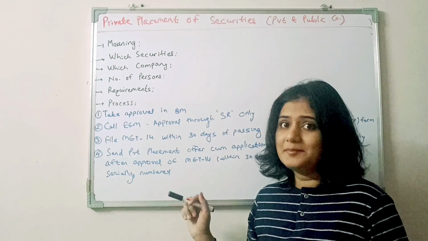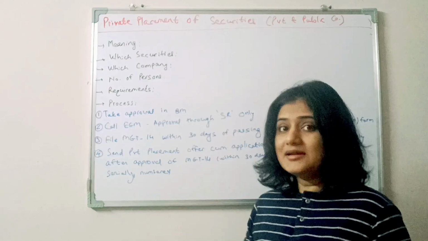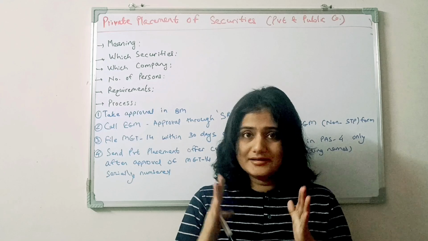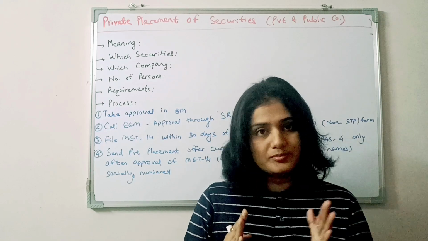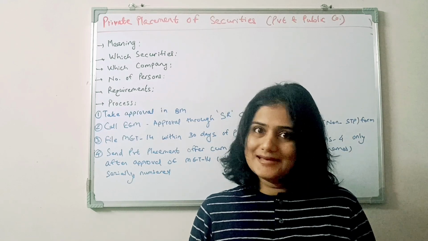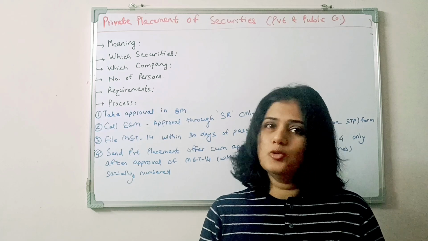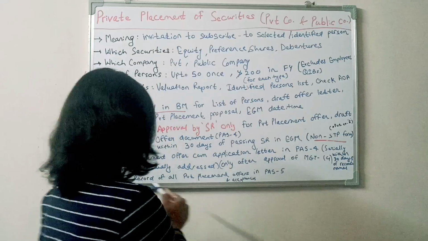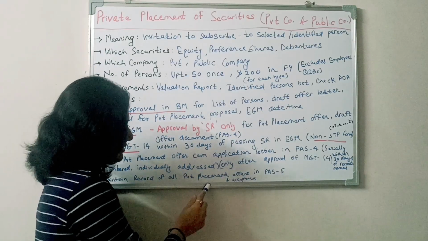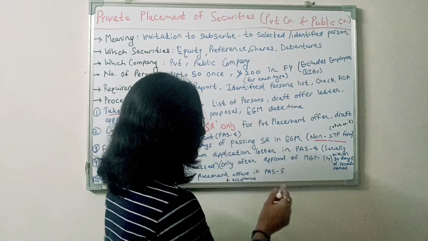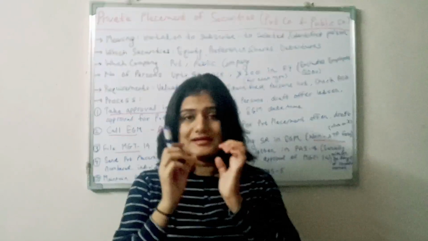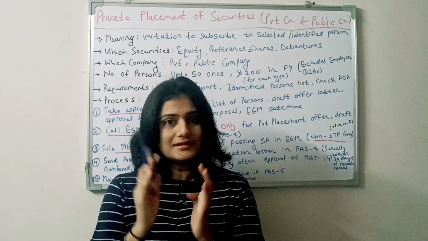This private placement offer cum application letter is serially numbered. It is individually sent and addressed to that particular person. It can be sent either in writing, in physical mode, or electronic mode. Maintain the record of all the private placement offer and acceptance in format of PAS 5. So PAS 5 is again a given format in the Companies Act.